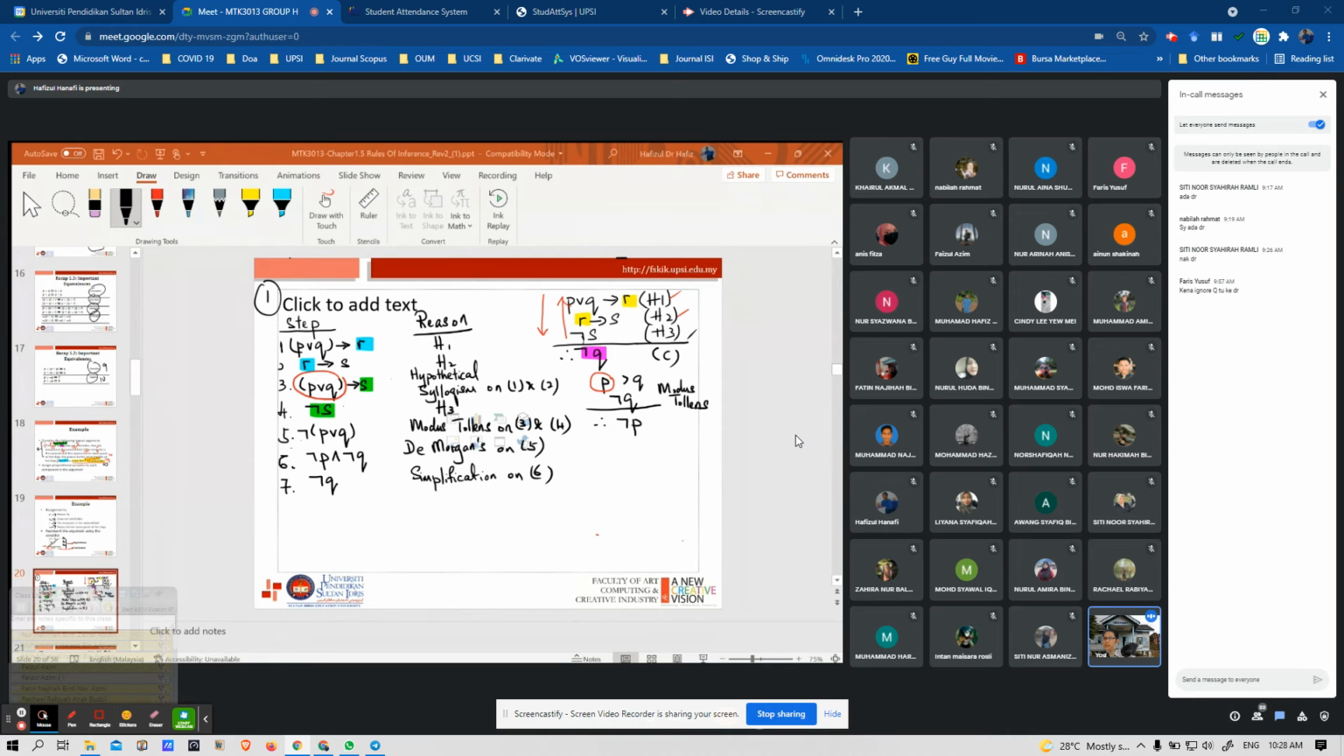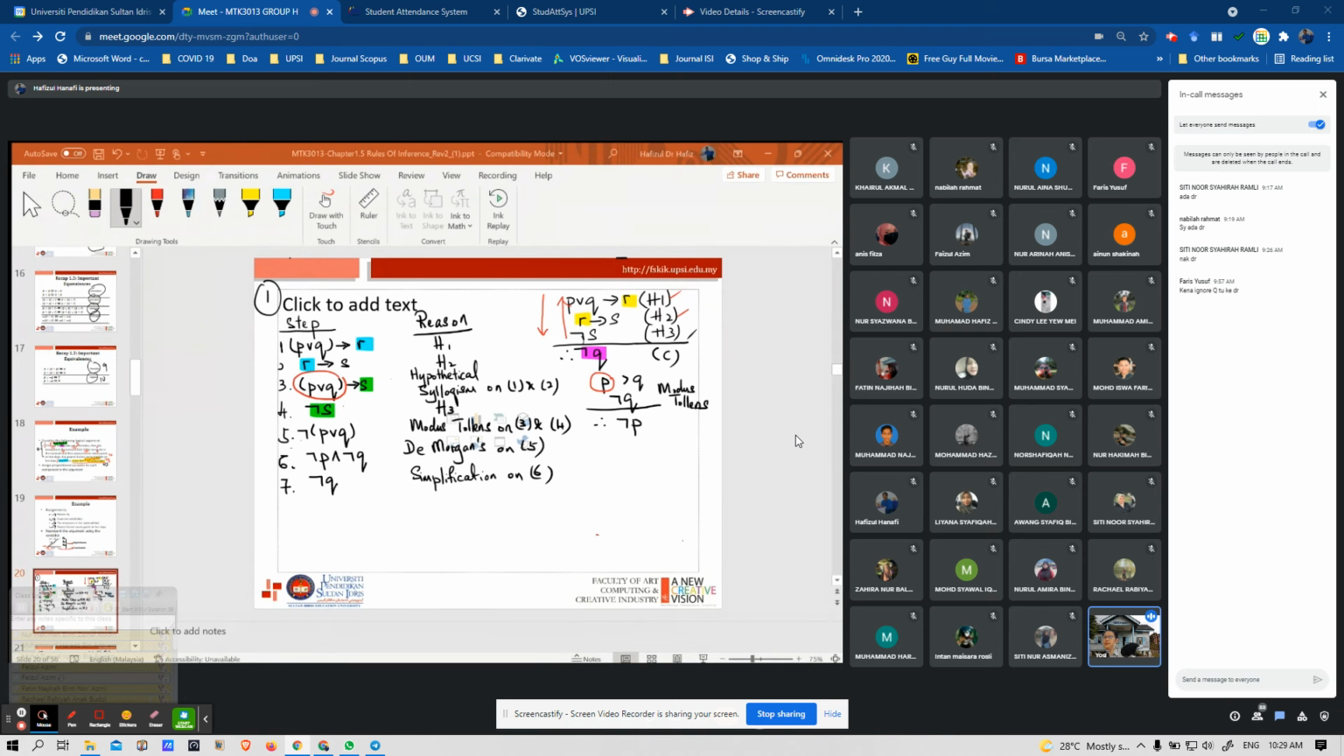Okay, for modus tollens, we want to derive something. For example, that we looked at before: if you have a password, then you can log on to Facebook. P implies Q, and then you cannot log on to Facebook, negate Q. Therefore, you don't have a password. This one is modus tollens.